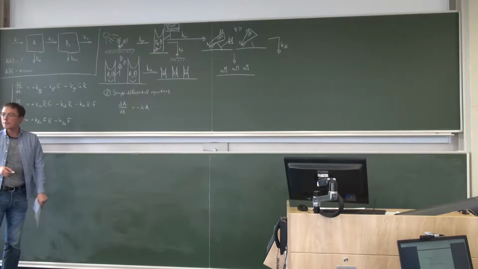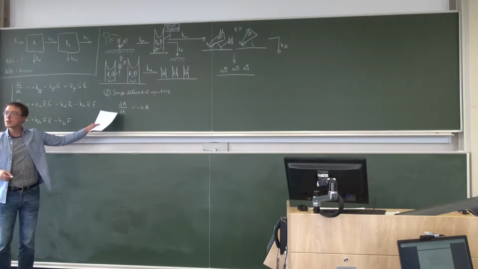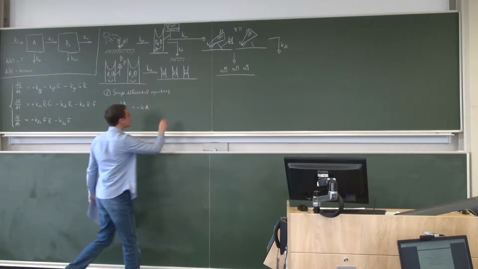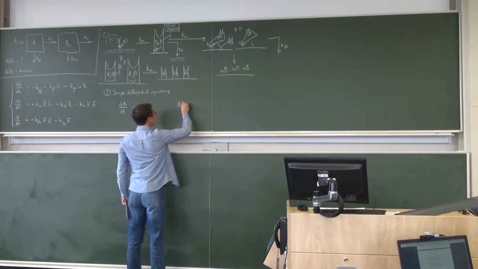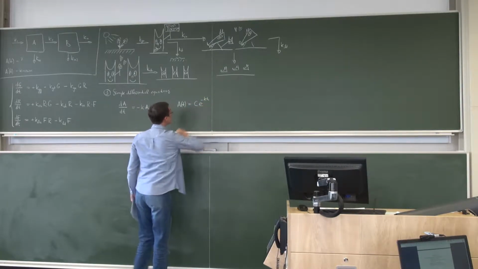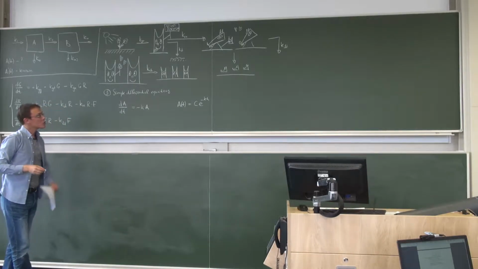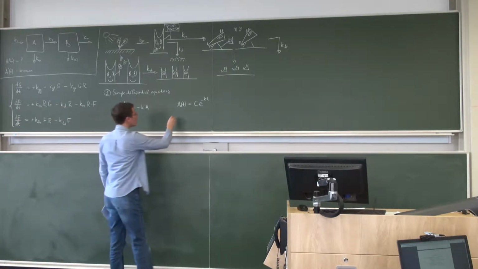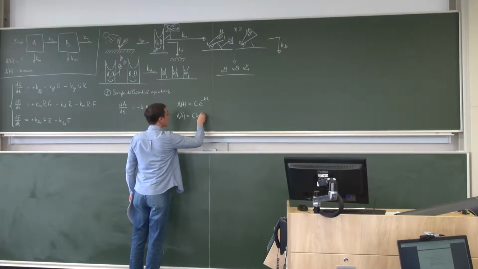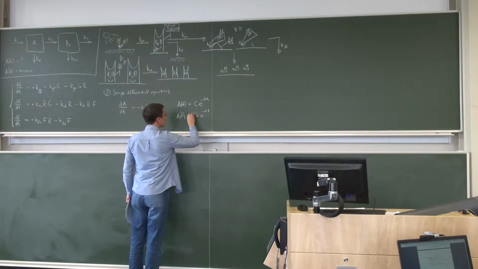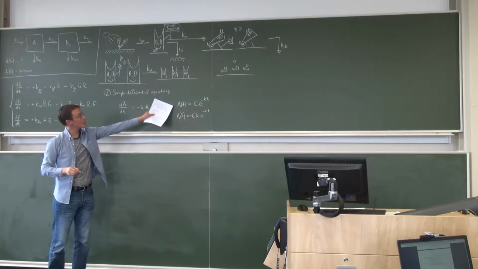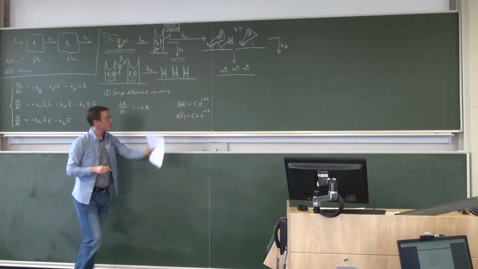Do we know any function that when we differentiate it returns itself? Exponential, right? It's actually easy to show that that is some arbitrary constant C e to the minus kt. If I take this function and I differentiate it, A prime of t, that will be C k e to the minus kt with a minus sign in front. And that is actually the same as A of t, except for the minus k.